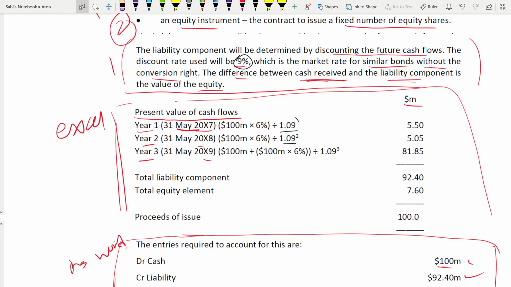That means first 100 plus 6, because 100 into 6% is 6. So 106 divided by 1.09 to the power 3. And if you check the figure on your right, the highest amount is the third year, because the principal amount also you are recovering. So 5.5, 5.05 and 81.85. Add, that is your total liability component. Now do you understand? This is very simple. Just discount the principal amount and interest amount, add the 3 years' figures, and that's your liability component.